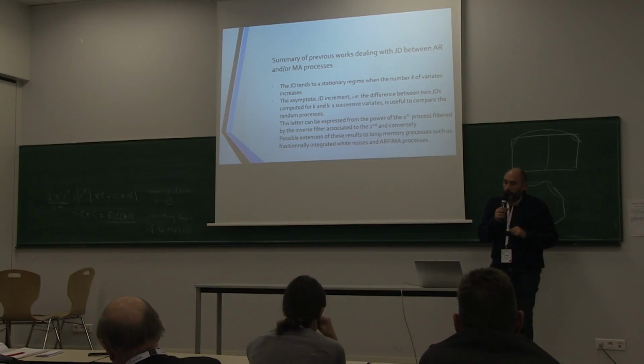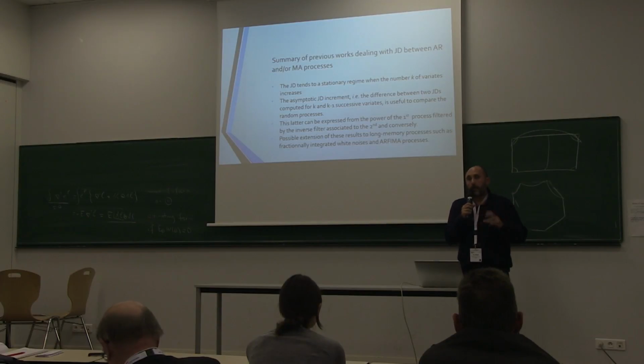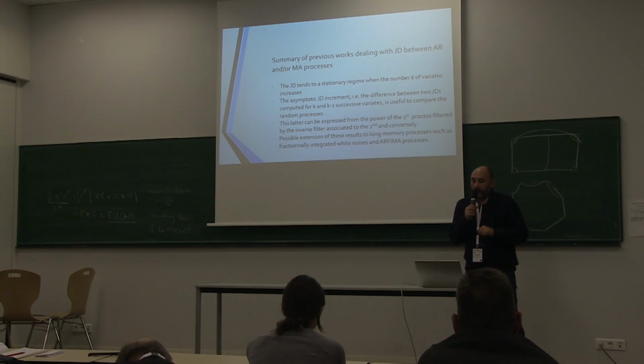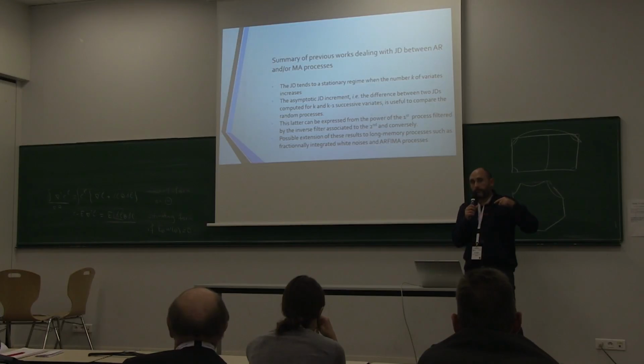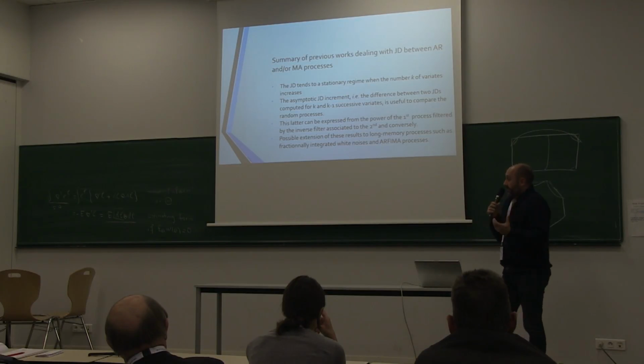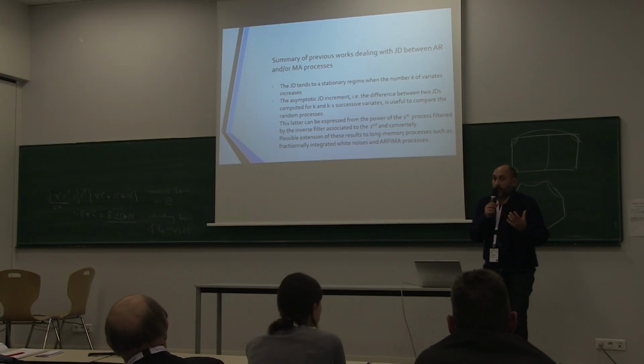We try, in fact, to give an interpretation of this asymptotic increment, and it can be seen as a way, in fact, as autoregressive and moving average processes can be seen as the filtering of white noises. In fact, this asymptotic JD increment can be expressed from the power of the first process filtered by the inverse filters of the second process, and conversely. So it can be very funny to see this interpretation, because in this case we can understand, in fact, the value we can obtain from this asymptotic JD increment.